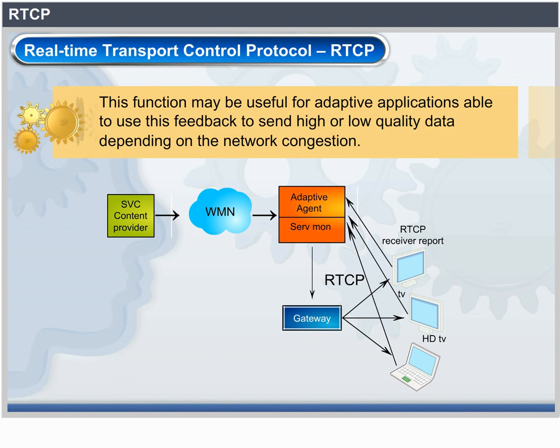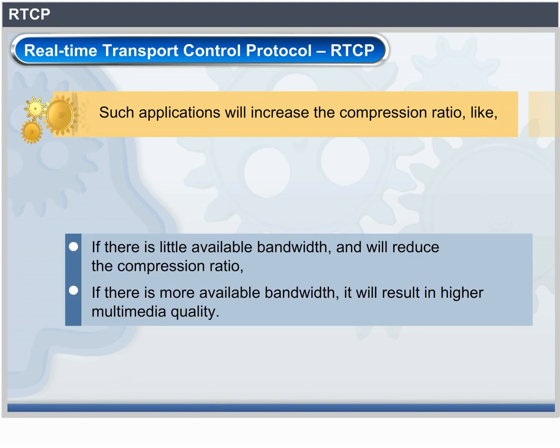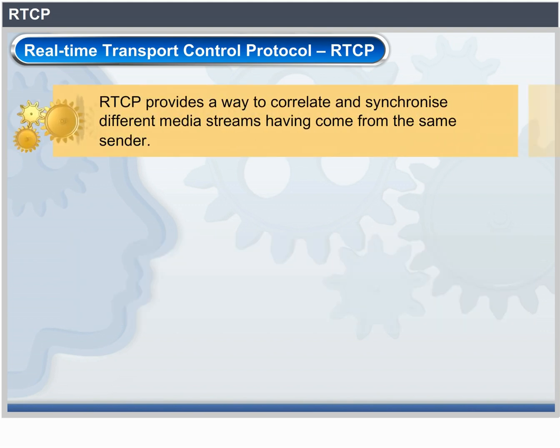This function may be useful for adaptive applications that can use this feedback to send high or low quality data depending on the network congestion. Such applications will increase the compression ratio when there is little available bandwidth and will reduce the ratio, which will result in higher multimedia quality when there is more available bandwidth. RTCP provides a way to correlate and synchronize different media streams that have come from the same sender.